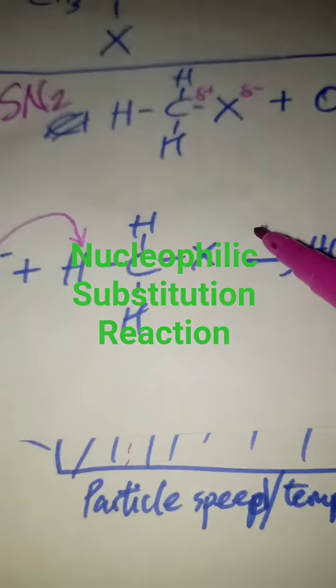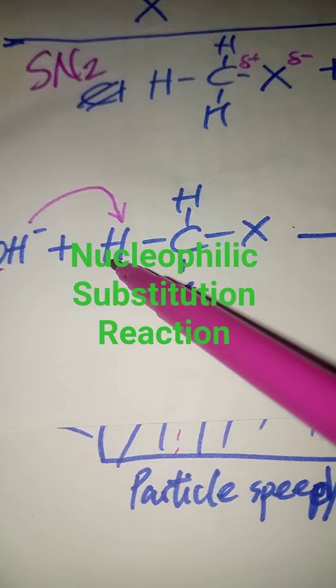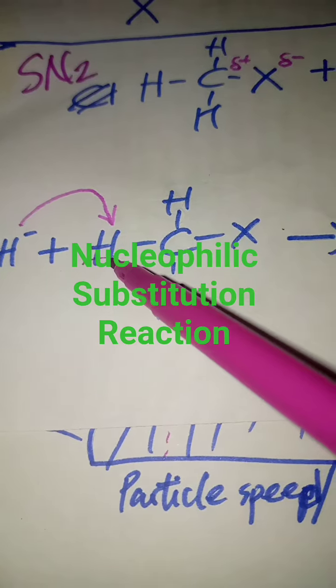Instead, this is what happens. The nucleophile will attack this halogen indirectly by attacking this hydrogen, okay?